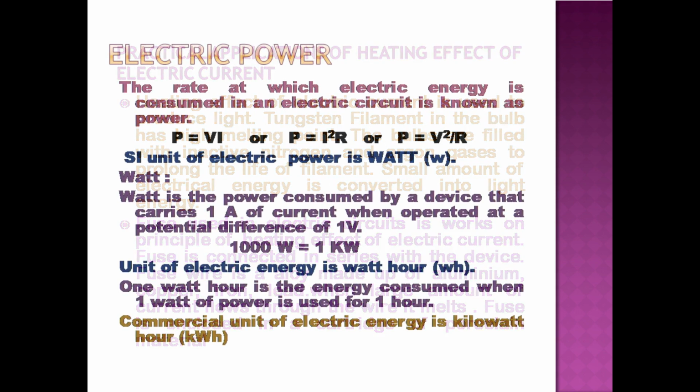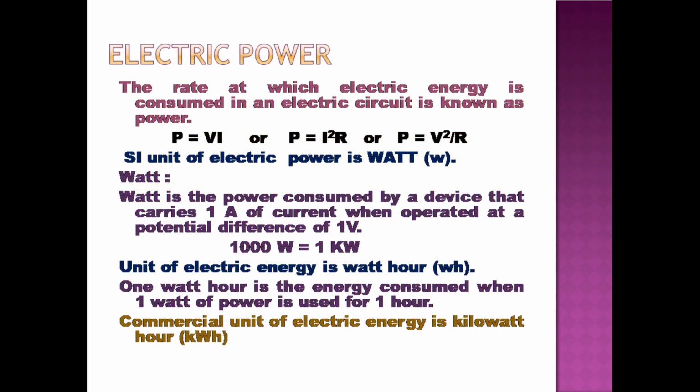Electric power. The rate at which electric energy is consumed in an electric circuit is known as power. In mathematical form, P is equal to V into I. It takes other forms also: P is equal to I square into R and P is equal to V square by R. SI unit of electric power is watt. Watt is the power consumed by a device that carries 1 ampere of current when operated at a potential difference of 1 volt. 1000 watt is equal to 1 kilowatt.